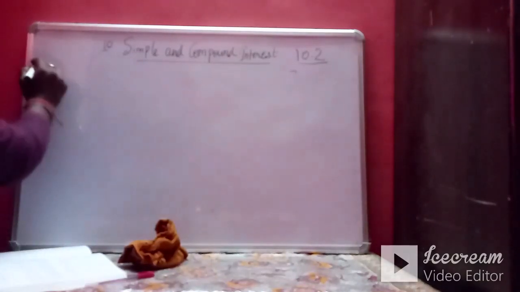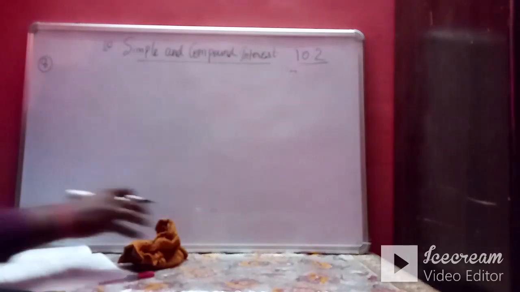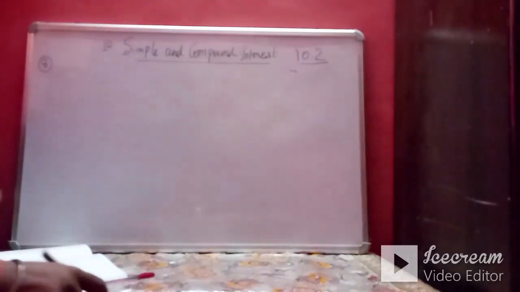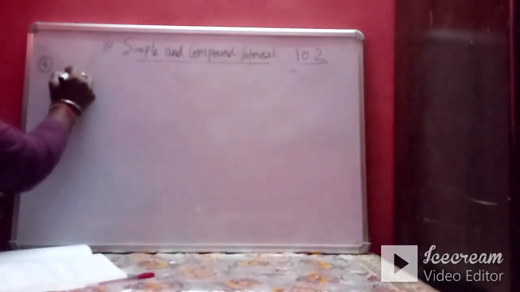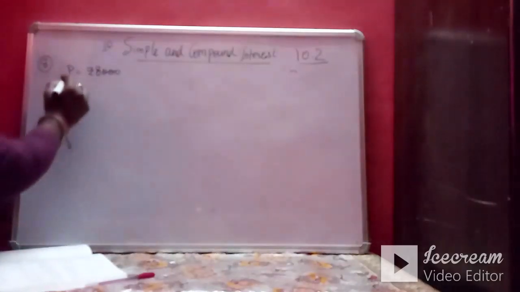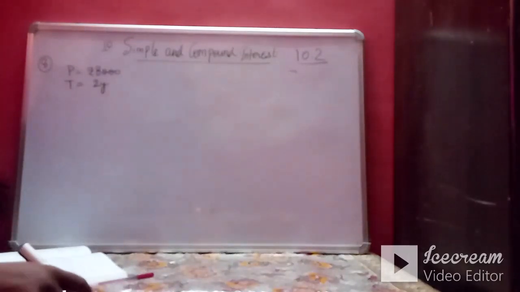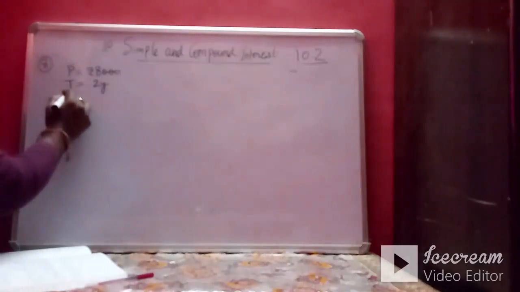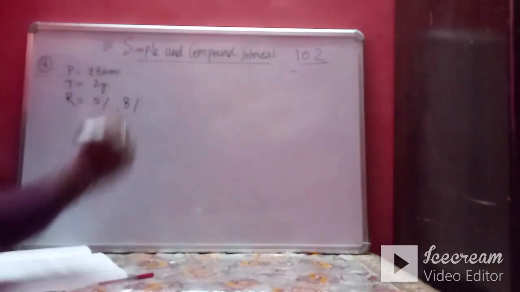Then let's see question number 8, a different type of question. So in this it is given that calculate the amount and compound interest due on rupees 8000, that is principal is rupees 8000 in 2 years, time is 2 years, when the rates on the successive years are 5% and 8% respectively. So in this two rates are given, 5% and 8%.